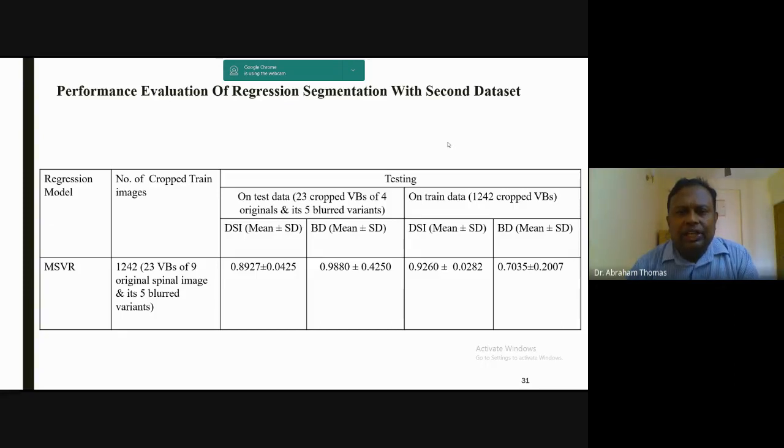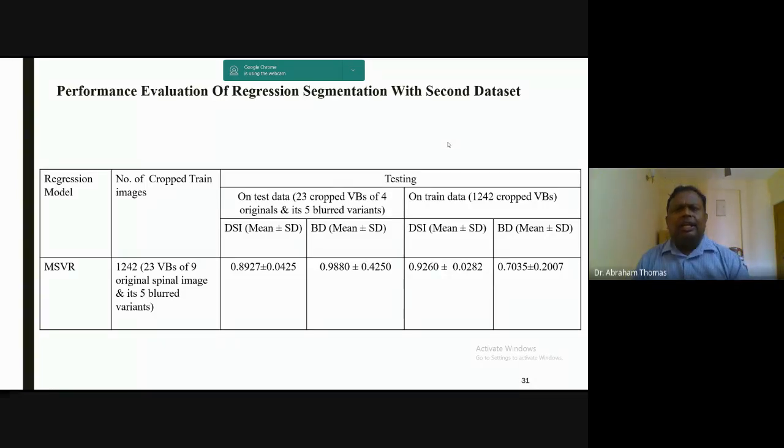Now, when we tested it on the test data, that's 23 cropped vertebrae of 4 originals and its 5 blurred variants, we got a dissimilarity index of 0.8927 plus minus standard deviation of 0.0425 and boundary distance of 0.9880 plus minus 0.4250.